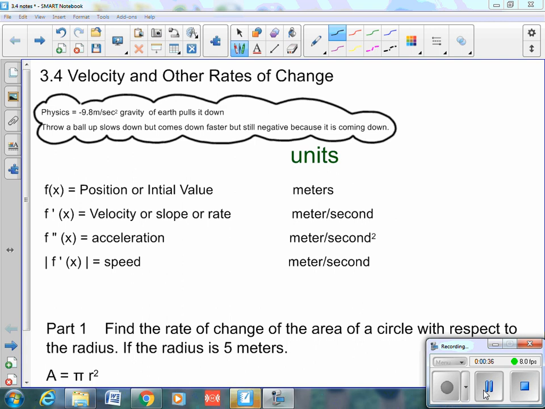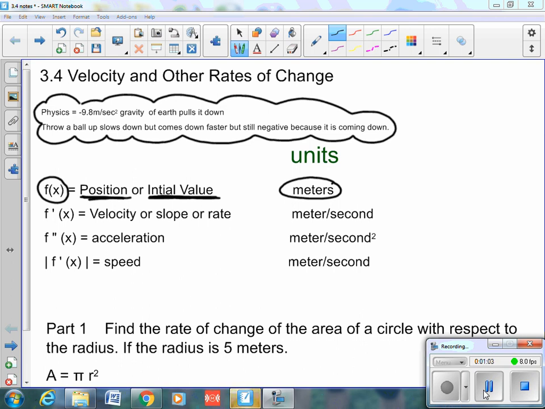Okay, we want to talk about when they want you to find the position or the initial. I spelled initial wrong. If they ask you to find the position or the initial value, they're just talking about f of x throughout the rest of the book. These are just important words for the rest of the year that you need to know. The units, if they ask you, are in meters or feet or whatever they're talking about.